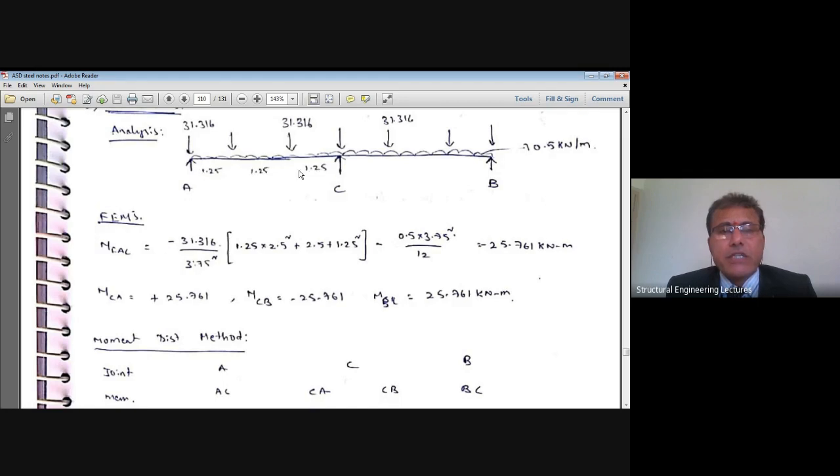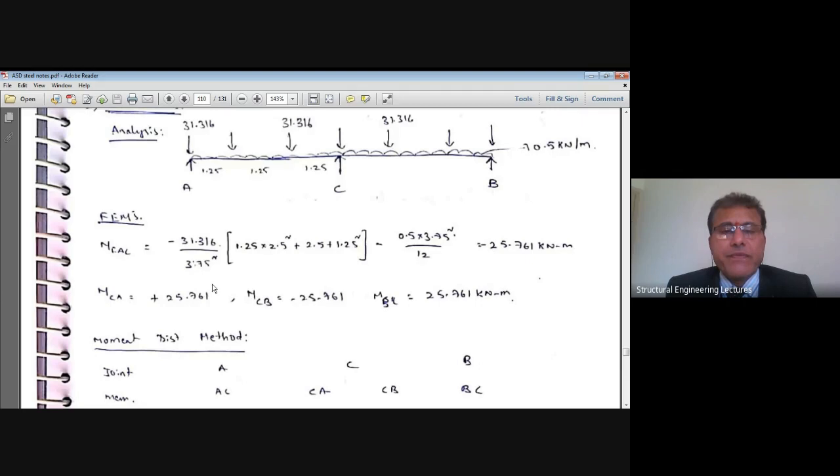L is the distance between this A and C. The length of that member AC is 3.75 meters. Similarly, because of this W A square W B multiplied by A square divided by L square, right? That is how now I'll get the summation of these two because of the loads, 31.316 kilonewton, and also the UDL is acting, right?